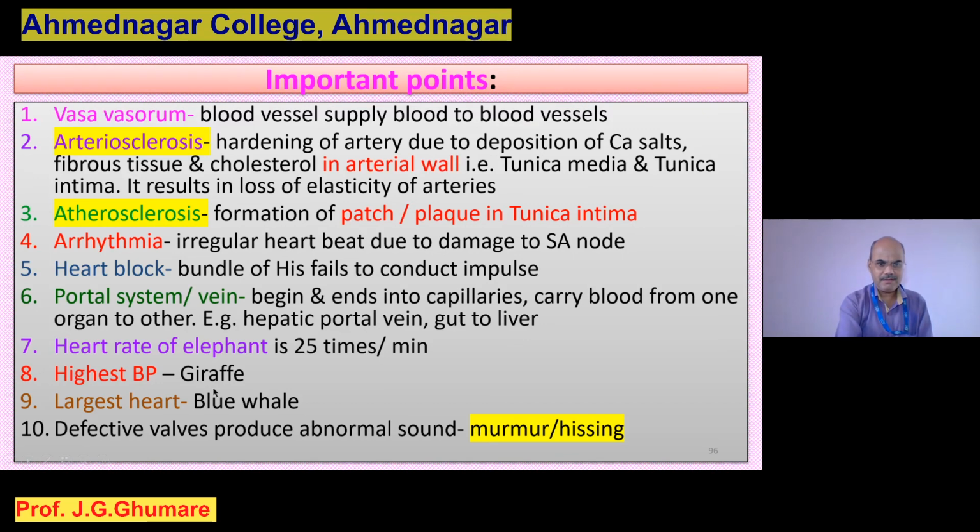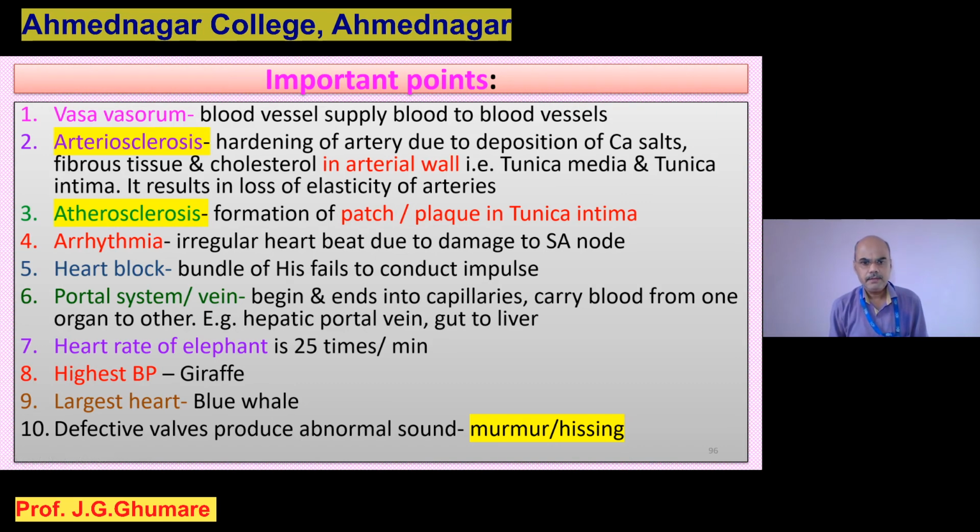A few facts that I'm giving: the larger the animal, the larger the heart, and the slower the beating. The heart rate of an elephant is just 25 times per minute. This is for your general knowledge. Highest BP is recorded in giraffe. Largest heart is in blue whale. We had a competition between elephant and blue whale, but now it's confirmed. Largest heart is in blue whale.